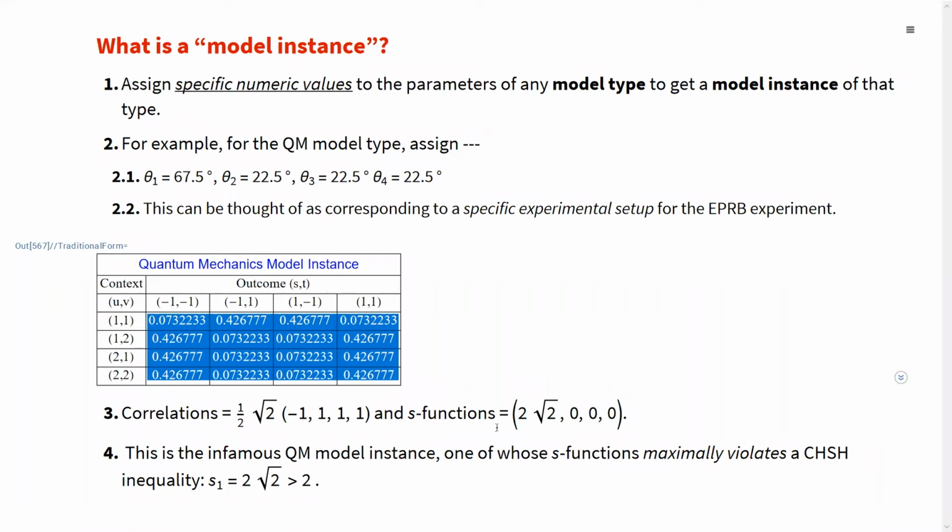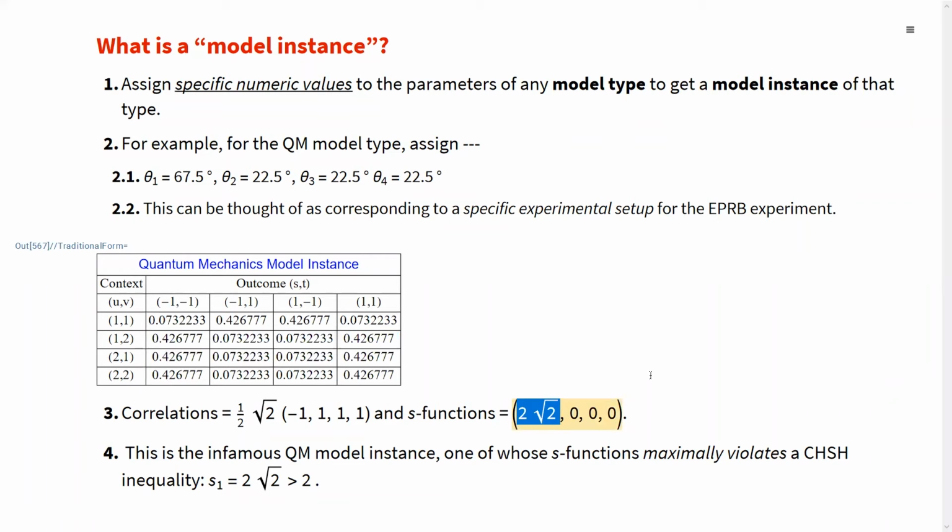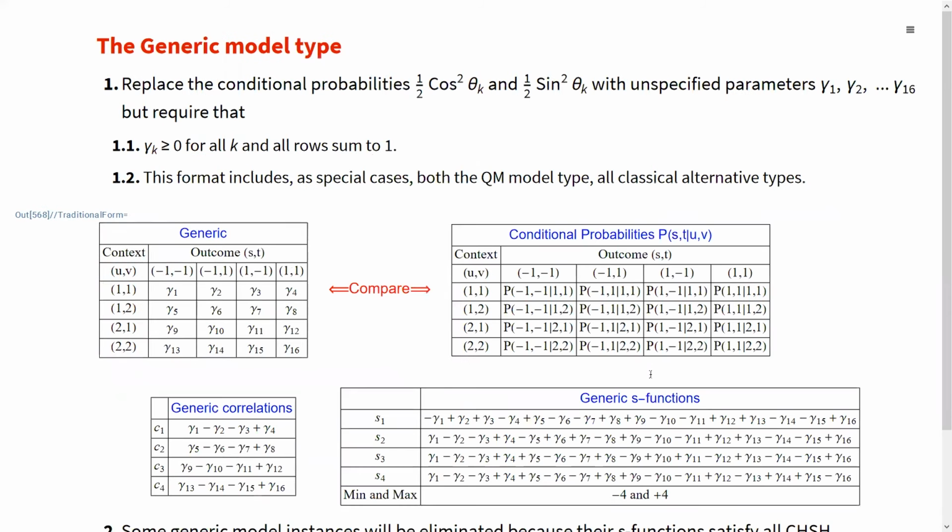This is the famous one that maximally deviates from the CHSH inequalities. You get one of these S functions which is 2 times the square root of 2, which is as big as it can be. So that's a bad one there for classical interpretations. So what I do is I define a generic model type based on the QM idea.